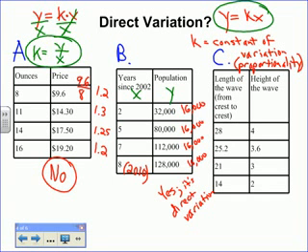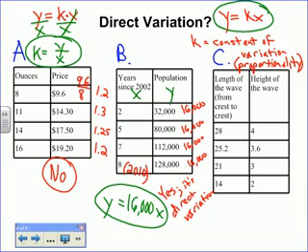It's kind of like rate times time equals distance, or you could also say time equals distance divided by rate. It's just a different form of the same thing. So in this one, we were dividing those. We took y divided by x and got 16,000. So if I asked you to write the equation for the direct variation for this city, you would say y equals 16,000x. 16,000 is the k, or the constant of proportionality, the constant of variation.